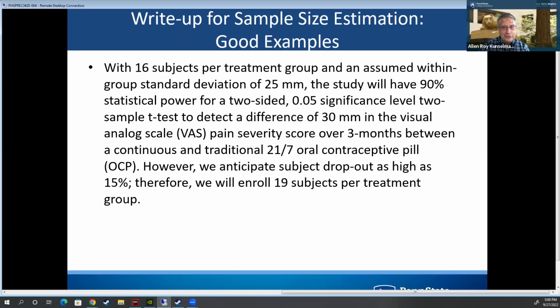It's telling me it's a two-sided test. It tells me the stat test it's using, a two-sample t-test. It tells me the effect size is 30 millimeters of mercury on the visual analog scale. And it accounts for dropout. So it says they anticipate 15% dropout, so they're going to recruit a total of 19 subjects per treatment group.